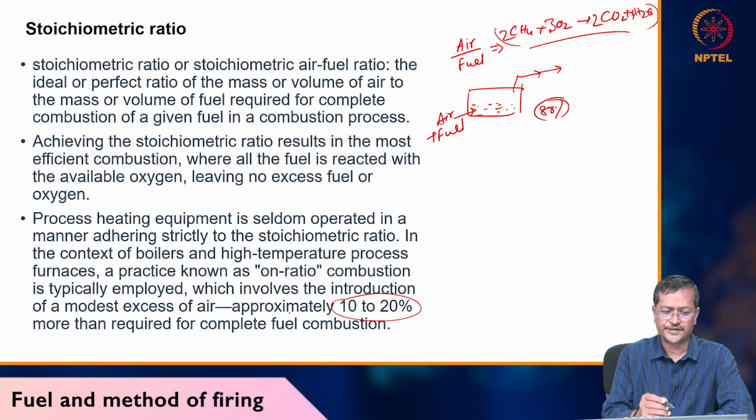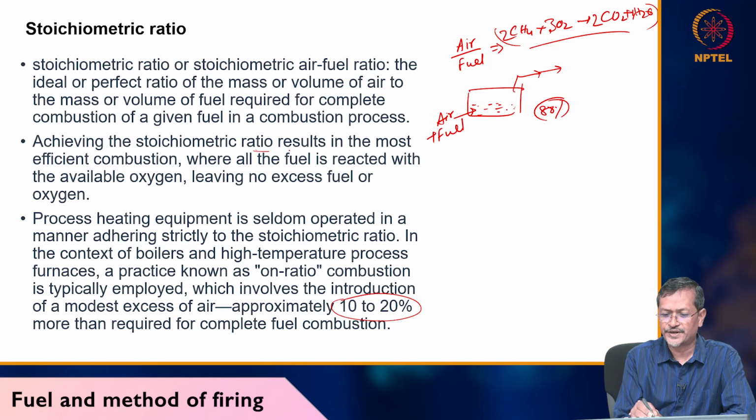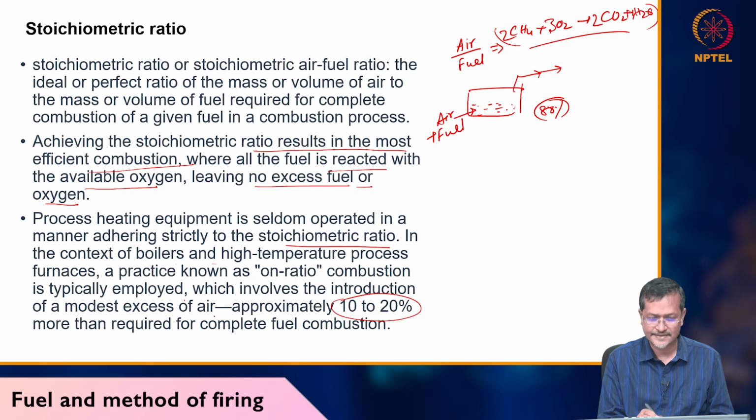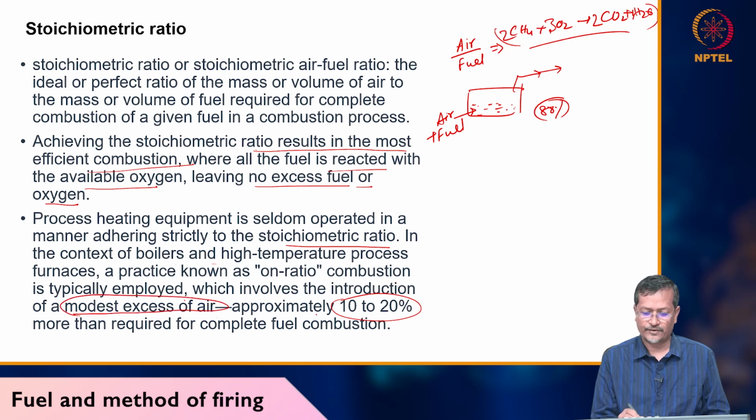So you can read this now. Achieving the stoichiometric ratio results in the most efficient combustion when all the fuel is reacted with available oxygen, leaving no excess fuel or oxygen. Okay, but scientist says keep small amount of higher oxygen. Process heating equipment is seldom operated in a manner adhering strictly to the stoichiometric ratio. In this context, boiler and high temperature process furnace, a practice known as on-ratio combustion is typically employed, which involves induction of modest excess air, modest, not too high. Okay, approximately 10-20% more than required to complete the combustion.